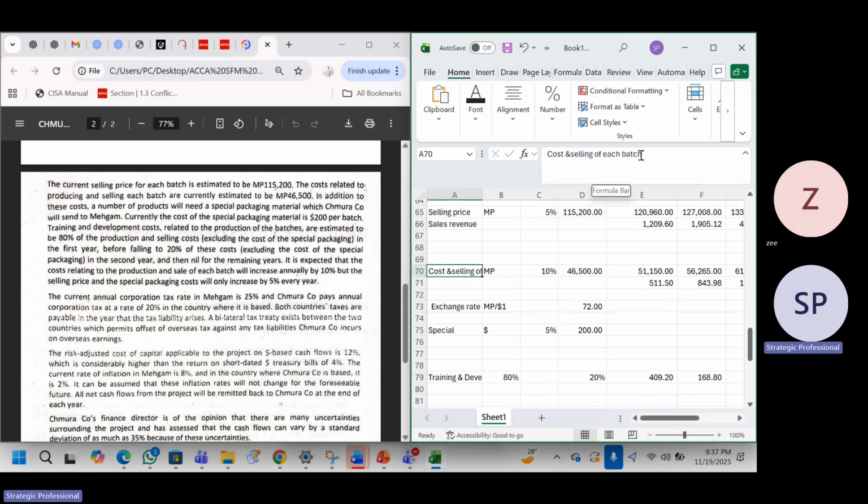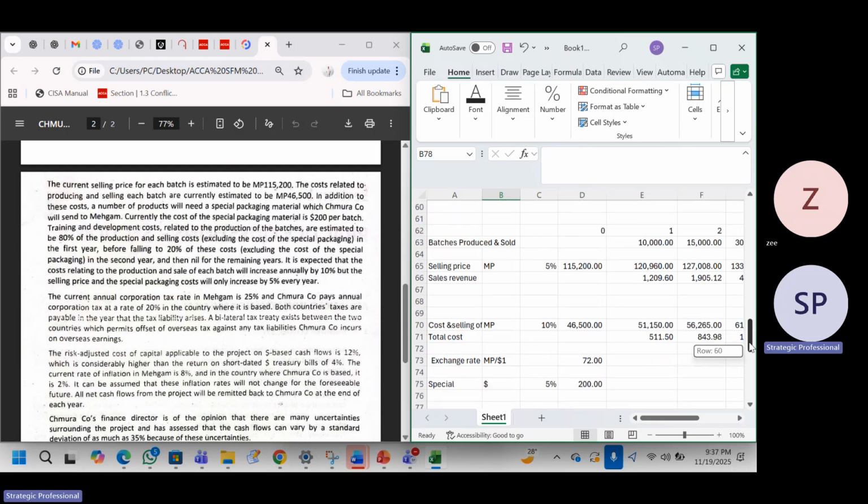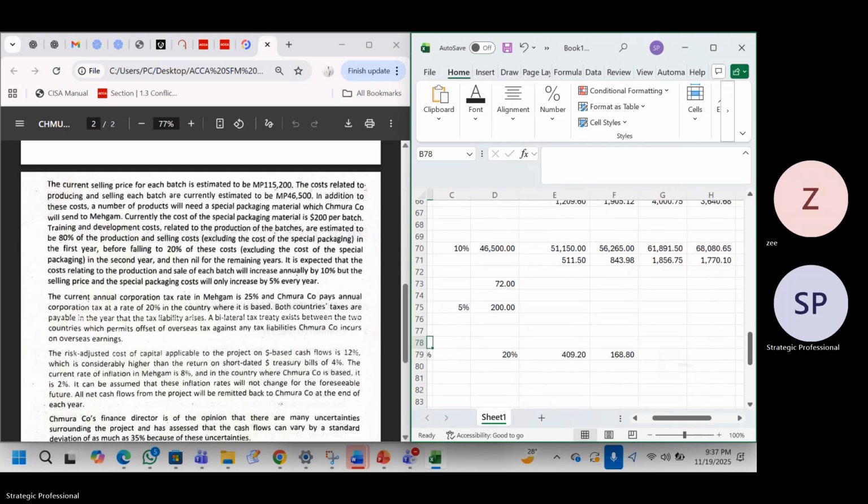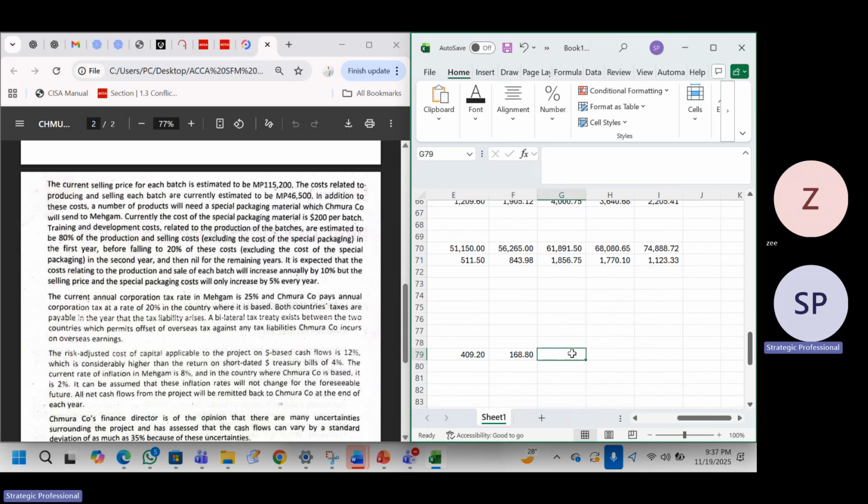This is the cost and selling of each batch. This is the total cost. So we can just plug in that one ASAP without wasting time. And they told us already that training and development will be new for the remaining years, meaning that in years 3 to 5 it's going to be new.